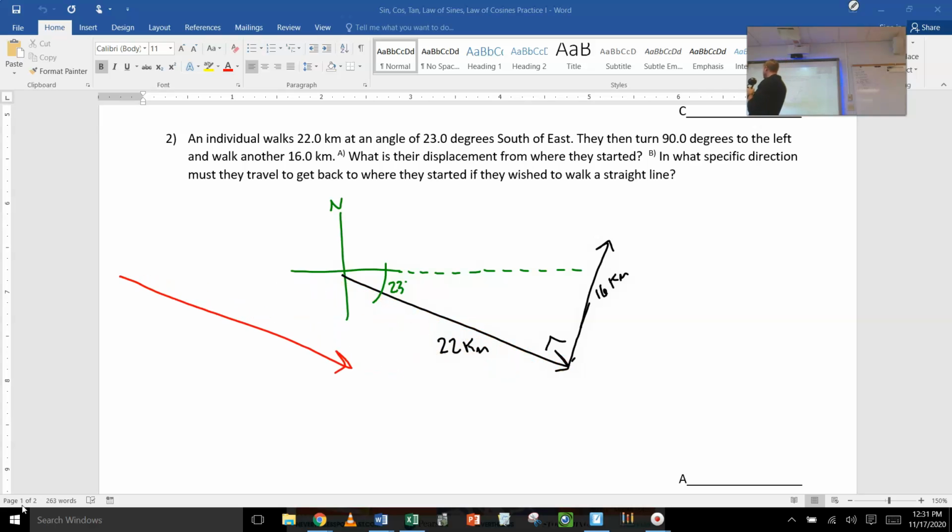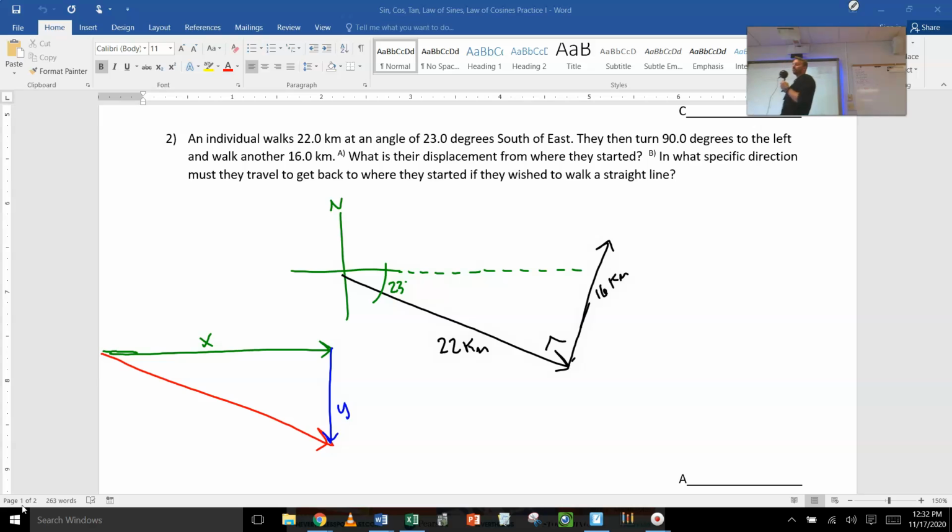I'm going to bring it over here, move it down a little bit, and we're going to break it into its x and y components. It's really important that you make your x pointing to the right and your y pointing down, because this vector is pointing down and to the right. So I know that this angle is 23 degrees, and I know that this is 22.